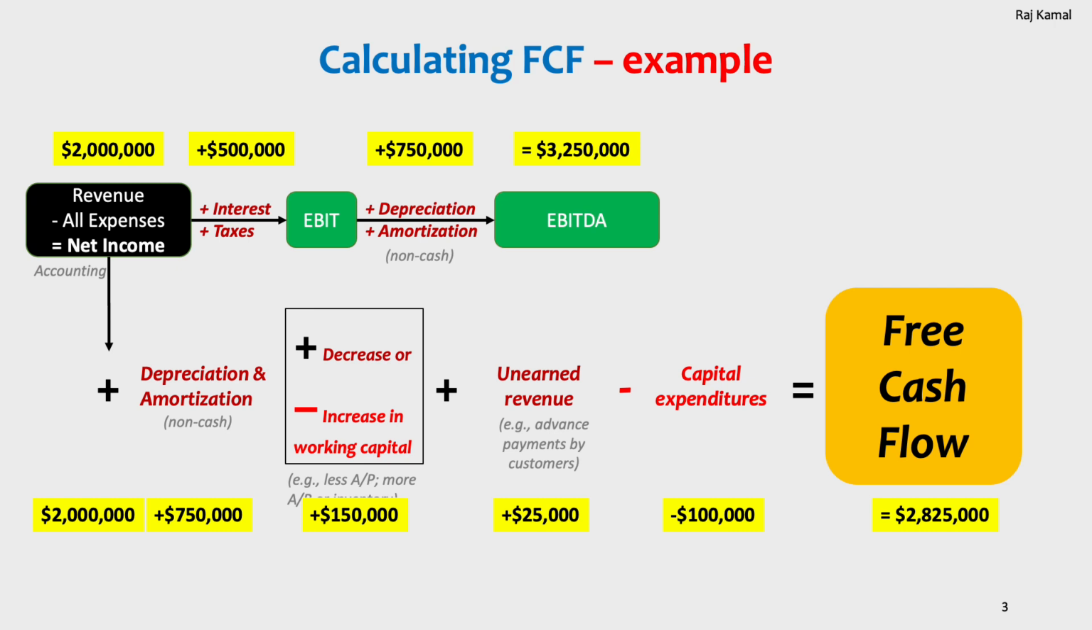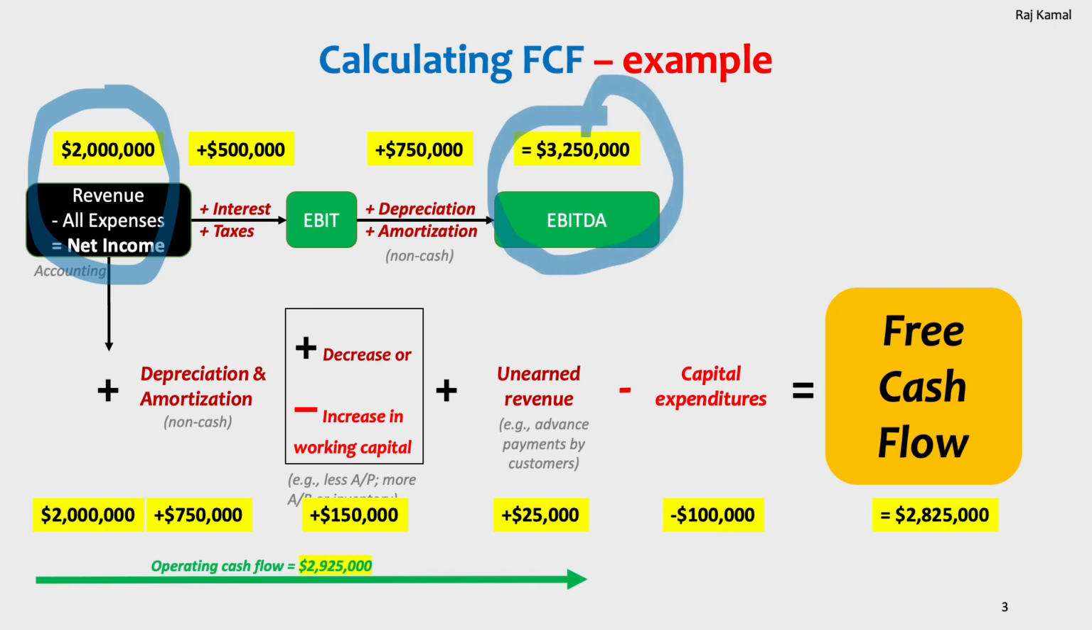So this is the way you can calculate free cash flow starting from revenue or net income. At the bottom, you can see the green arrow, which shows the operating cash flow of $2.925 million, which is calculated by adding the numbers that are shown above the green arrow.